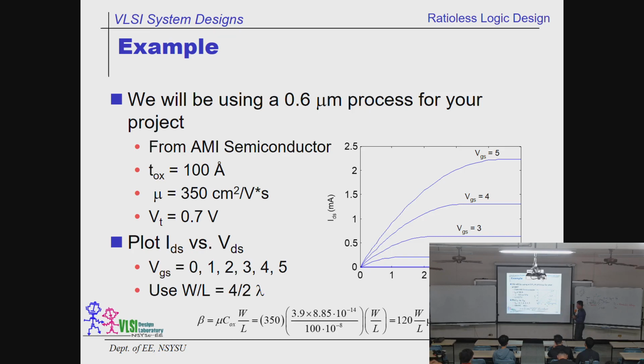So we increase the VGS from 0 to 5 and use the minimum size following the lambda rule of 4-2. This is the width. This is the length. Then you calculate the beta. You plug in the numbers, and you see that 3.9 is the permittivity of the zinc oxide, and this is the free space constant. Divide by width over length, and that is what you get. 120.